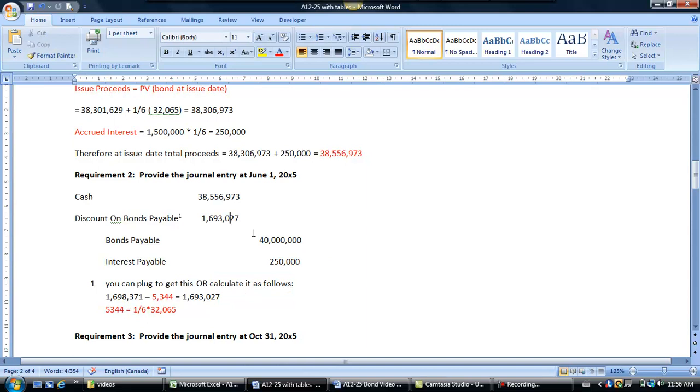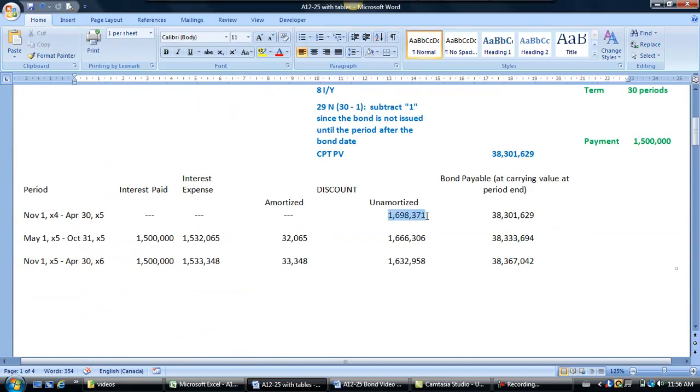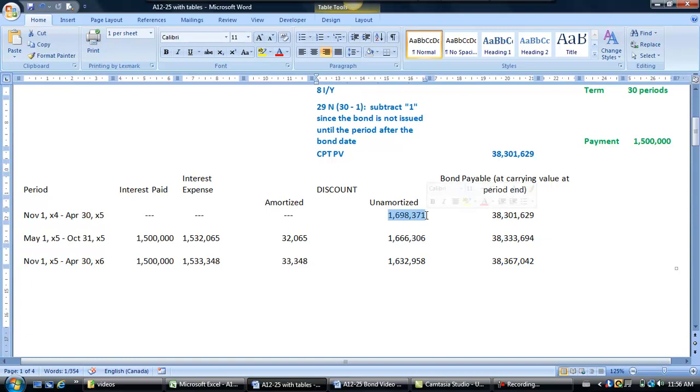What I'm telling you is that, don't forget, we had here a fully unamortized discount at April 30th of $1,698,371. How did we know that was it? Well, don't forget, the carrying value of the bond plus any unamortized discount is going to give you the face value of the bond, right? So in other words, the face value less any unamortized discount is going to give you the present value.